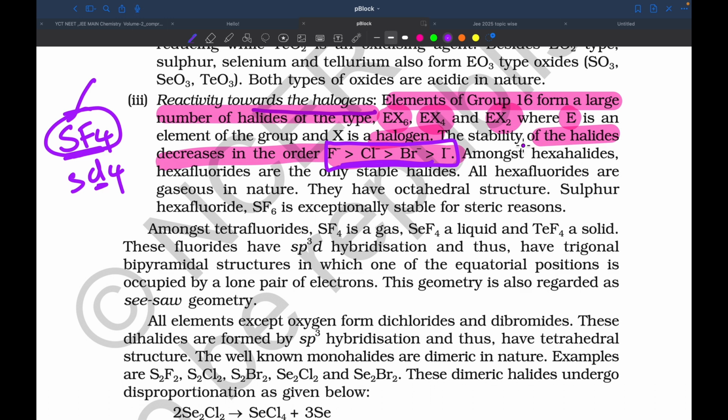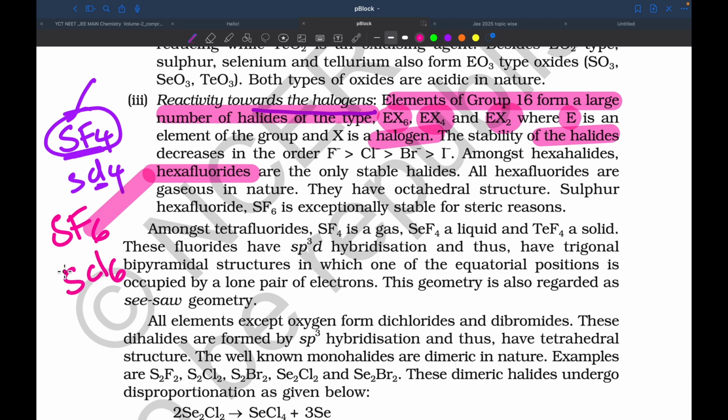Among hexahalides, very few are known here. Among hexahalides, hexafluorides are the only stable compounds. This point you should remember. Among hexafluorides, only one compound is known. What is that? SF6.